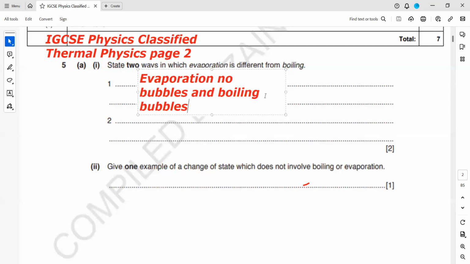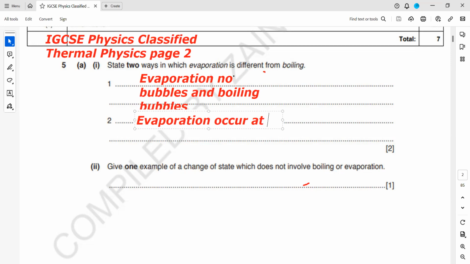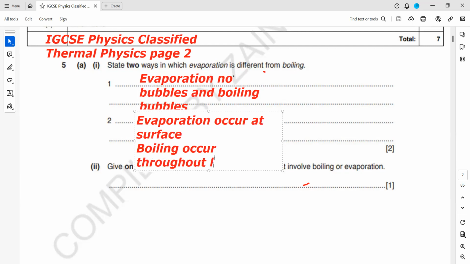What is the second difference between boiling and evaporation? Yeah, that's right. Evaporation occurs at any temperature, and evaporation happens at the surface, whereas boiling occurs throughout the liquid. So throughout the liquid, boiling can happen.